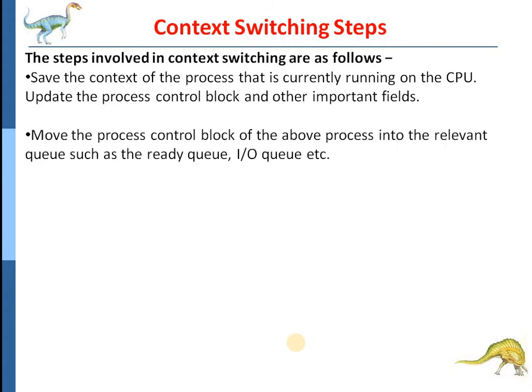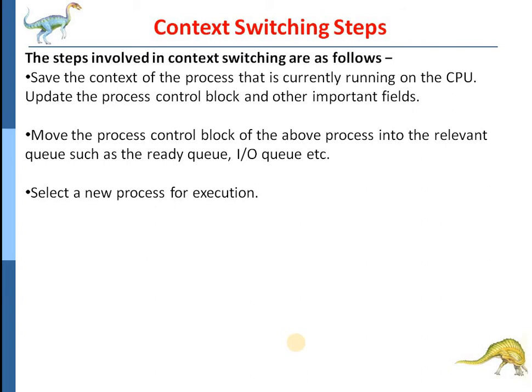Next, move the process control block of the above process into the relevant queue, such as the ready queue or IO queue. When a PCB is moved into a relevant queue, there are different queues, that is the ready queue, IO queue, and device queue. Some activities are performed there to fulfill their services. For that purpose, the processes are moved from one state to another state, which we learned in the previous session.